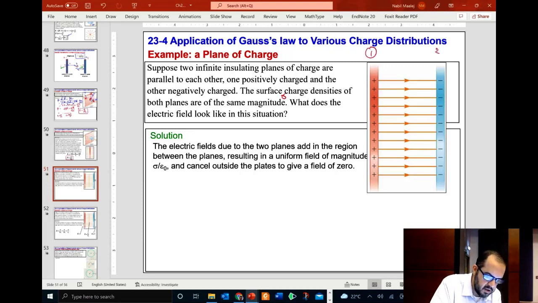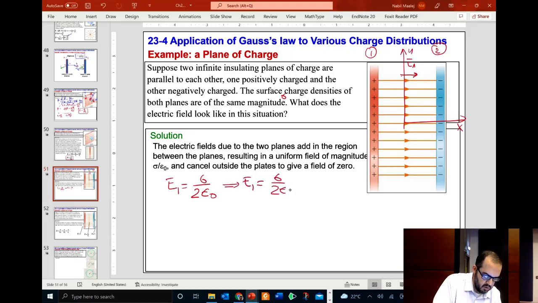This is 1, this is 2. Okay, so the electric field from 1 is pointing away from the positive charge. I take any point, for example, so this is E1, and we said it's sigma over 2 epsilon 0. It's in the positive direction, so if I want to do it in vector notation, since this is the x direction, this is the y direction, I can write that E1 is equal to sigma over 2 epsilon 0 times i. This is the unit vector in the x direction.